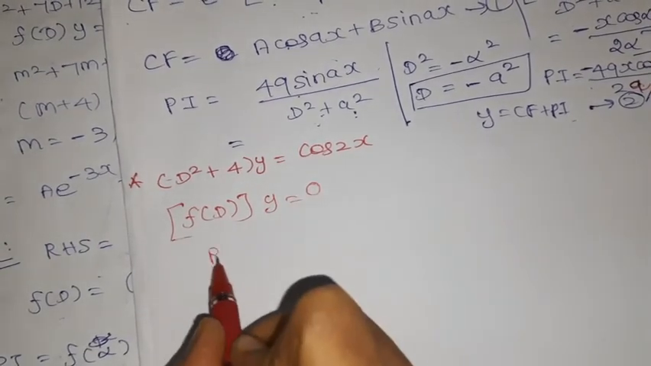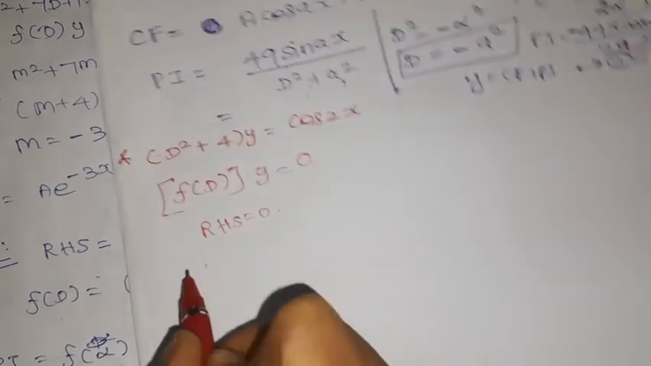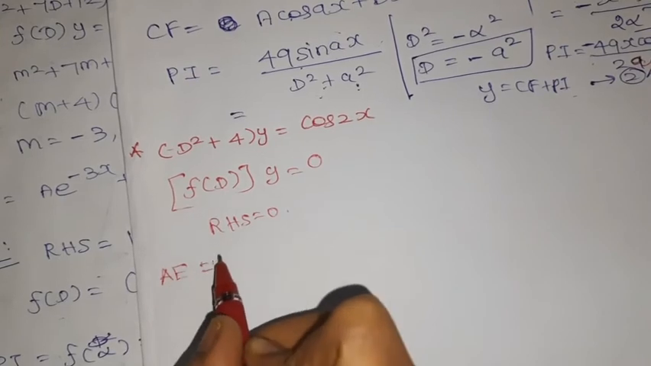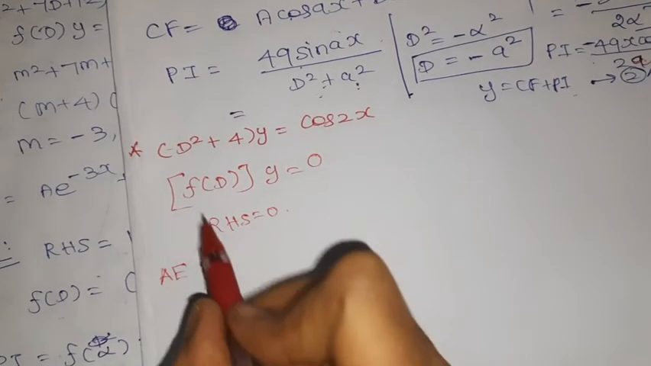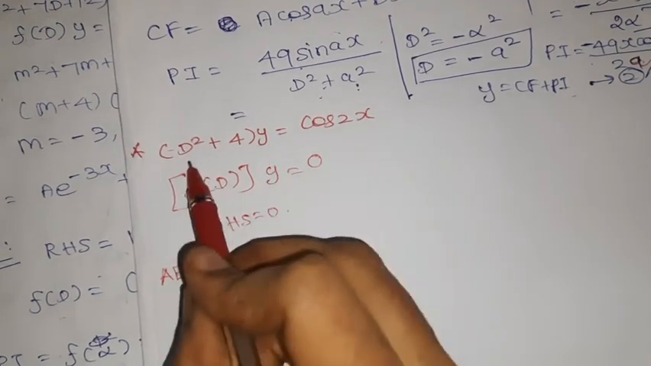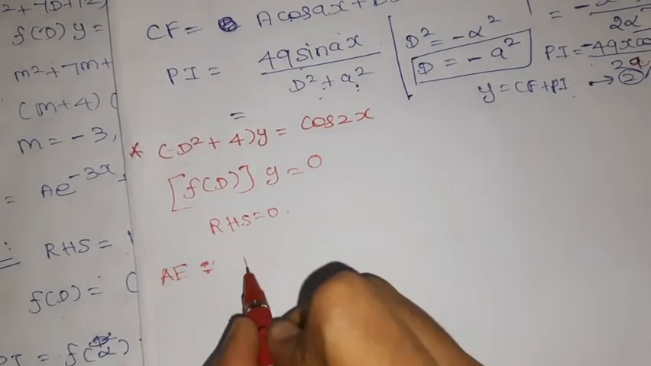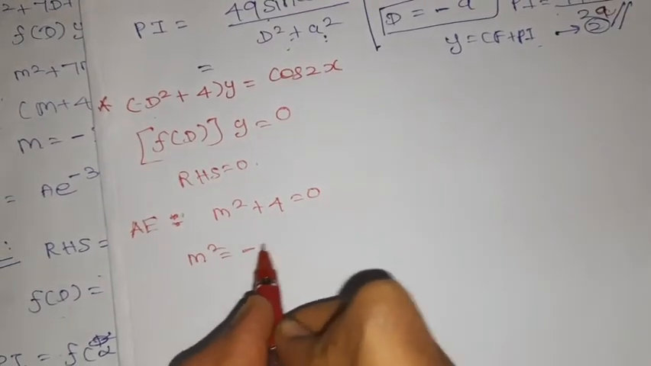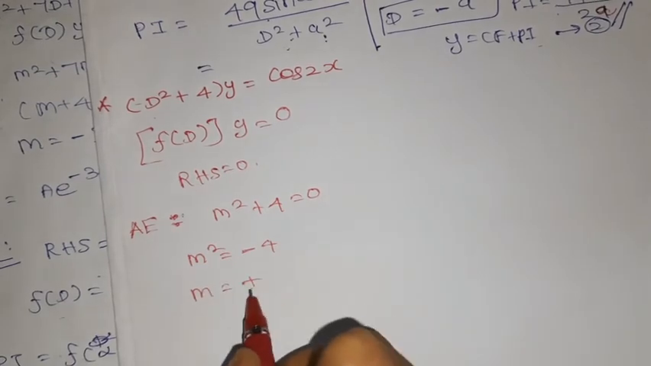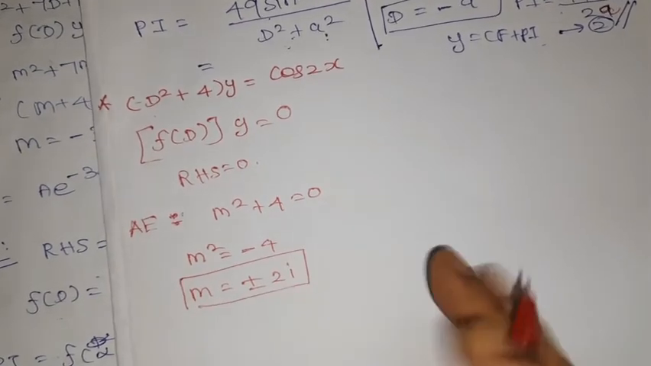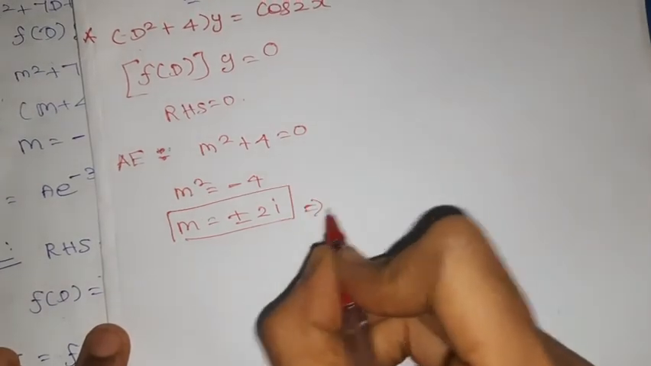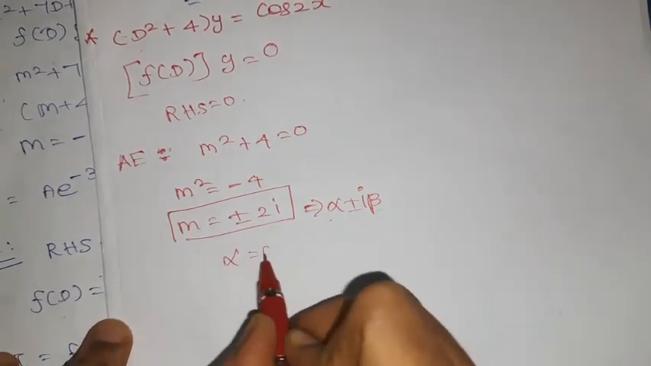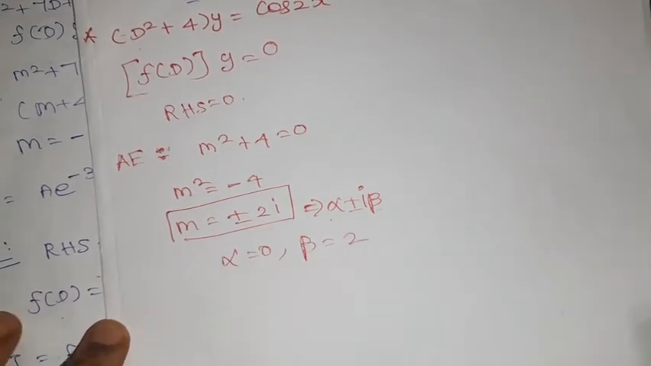Assume RHS equal to 0 to find out the complementary function. What is the first step? To form the auxiliary equation, which is nothing but replacing D by m. So m squared plus 4 equal to 0. Then m squared equal to minus 4. What is m? Plus or minus 2i. So the roots are complex conjugates, alpha plus or minus i beta, with alpha equal to 0 and beta equal to 2.